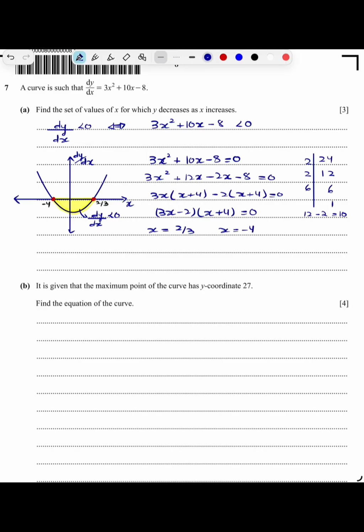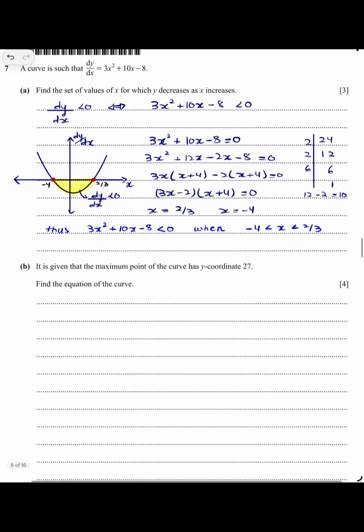ठीक है. So what do I have to tell the examiner? Thus 3x square plus 10x minus 8 is less than 0 when the value of x is greater than minus 4 and less than 2 by 3. ठीक है. So this is the range. तो कह रहा था set of values बताओ जहाँ पे वो derivative negative है. This was worth 3 marks. ठीक है, आगे देखते हैं.